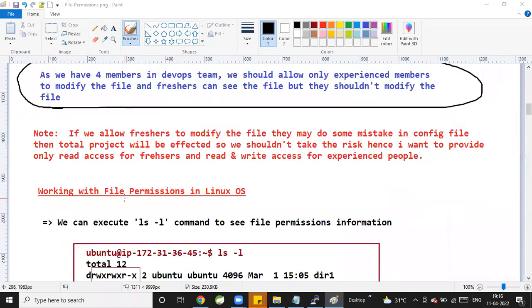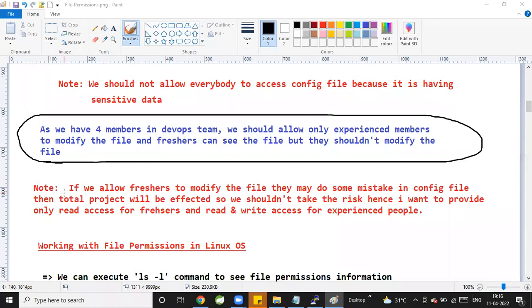The reason for that is, if we allow the freshers to modify the file, they may make some mistakes in the config file. Freshers means they don't have experience. If we give total permissions to the freshers, and they modify the file by mistake, if the configuration is modified, then the total project will collapse.